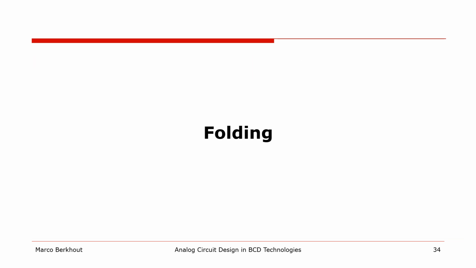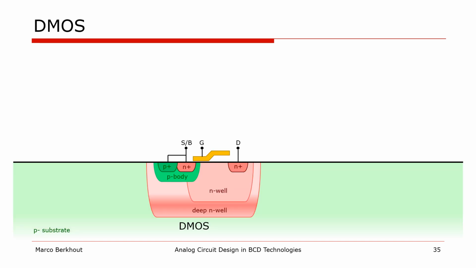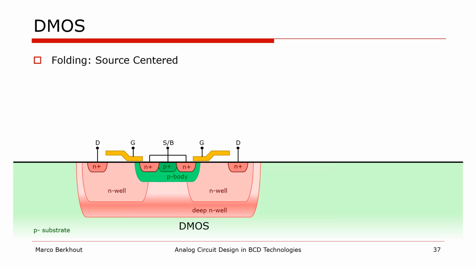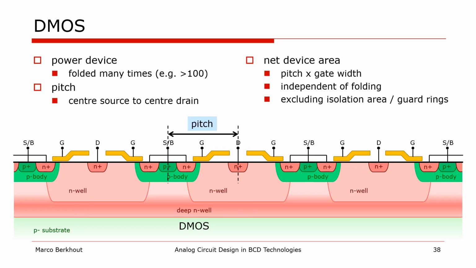Some short remarks on the terminology of folding. Folding is used to create transistors with a very wide gate and an acceptable aspect ratio. There are two flavors. We either mirror around the drain, which is called drain-centered, or around the source, which is called source-centered. And typically for large power FETs, we fold many times. For example, even more than 100 times folding is no exception.